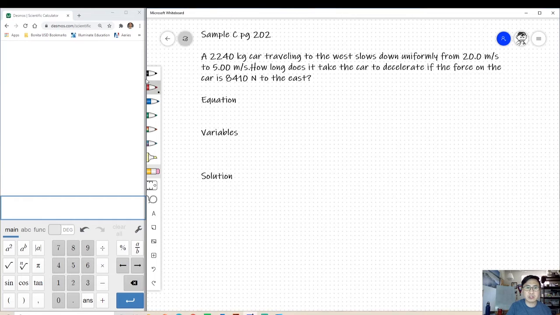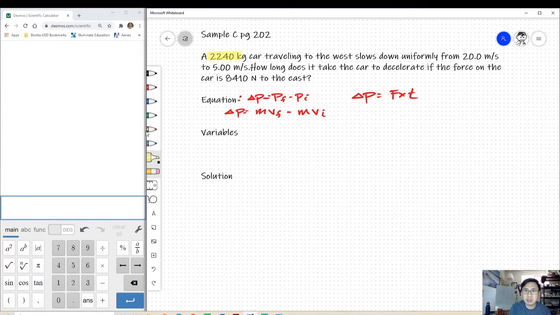So here, let's first review our equations. We know that impulse, delta P, is equal to the final momentum minus the initial momentum. But that means that impulse is equal to mv final, right? mv is momentum, minus mv initial. Good. We also know that the impulse is equal to force times time. Good. So let's dig through that problem.